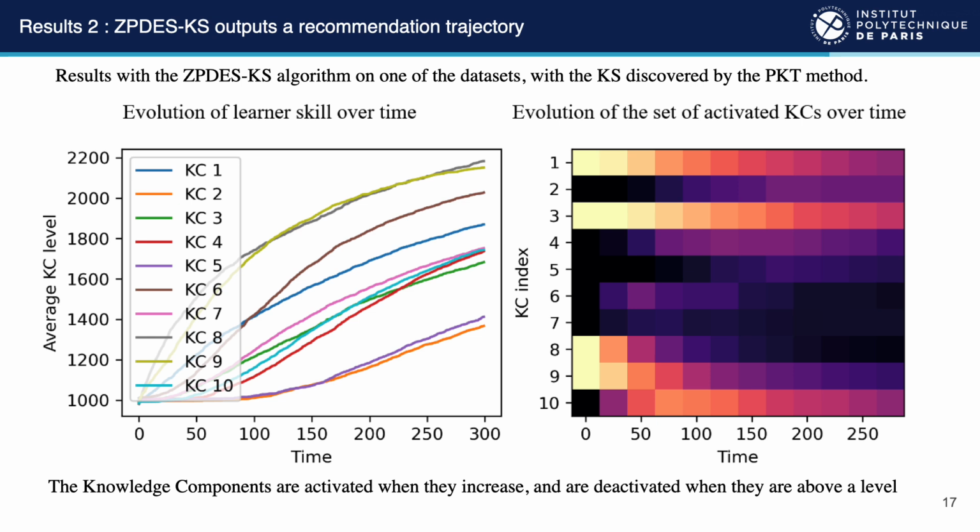And actually these correspond to the knowledge components that increase later on the right hand graph. So this shows that the knowledge components are activated when they increase and are deactivated when they are above a level.